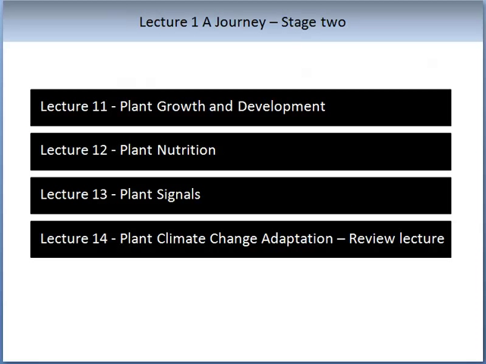In the second stage of this subject, you will learn about how the plant uses the above processes to grow and develop. Lecture 11, how they use nutrients, Lecture 12, and how they control growth and development with sophisticated signals called hormones, Lecture 13. These hormones also aid in defense. This knowledge will be brought together in a concluding lecture where we will introduce to you how plants might respond to changes of future climate conditions, Lecture 14. In this lecture you will have an opportunity to test your understanding of plant physiology.